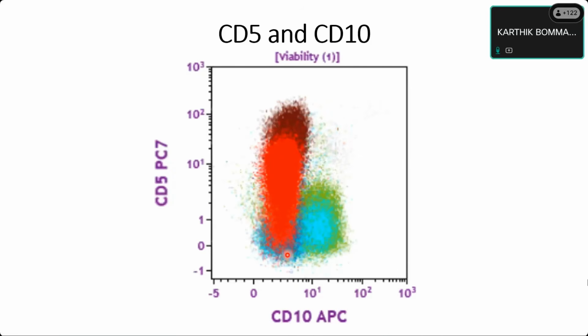This is a case where we have 5 expression, heterogeneous expression, and 10 is negative. So how do I call 10 negative? The green population are my neutrophils. Neutrophils are my internal control, and the brown population are my T lymphocytes. Will T lymphocytes express CD10?